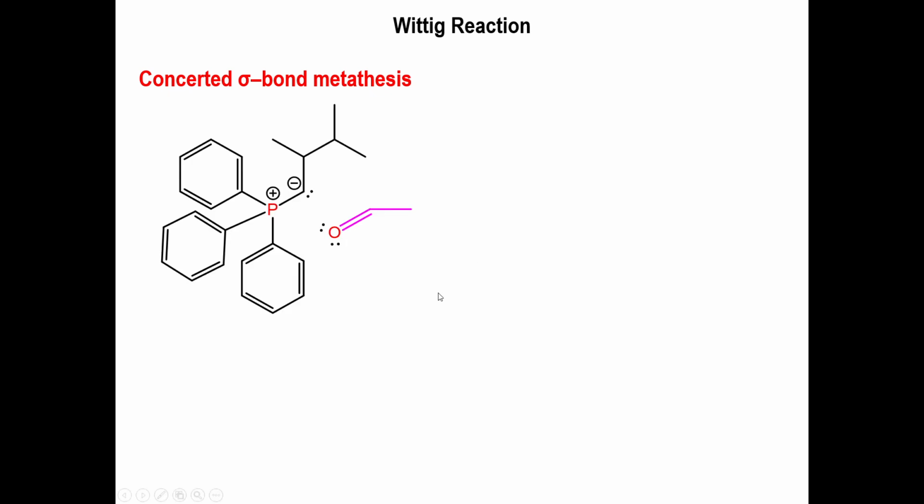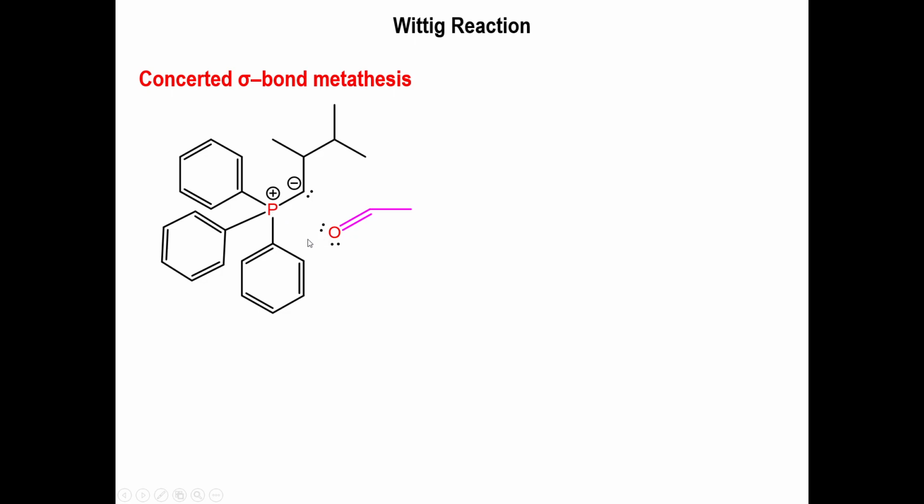Basically, what this does is it undergoes a series of sigma bond exchanges, which we refer to in the world of chemistry as sigma bond metathesis. And specifically, it happens this way. The oxygen positions itself. So this is the oxygen of an aldehyde. The oxygen positions itself so that it is in closer contact to phosphorus for various reasons.